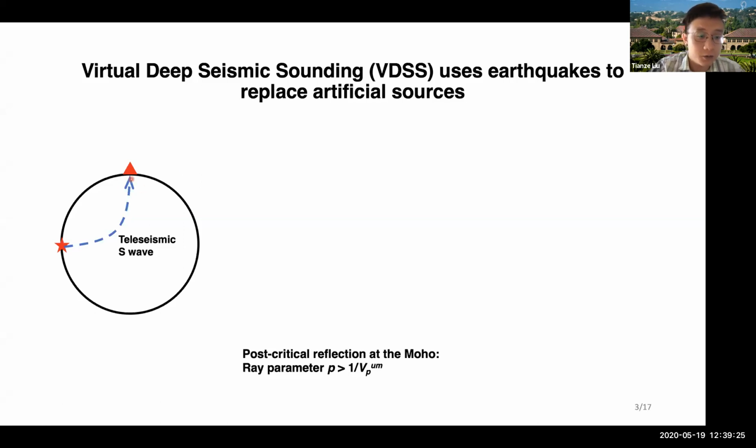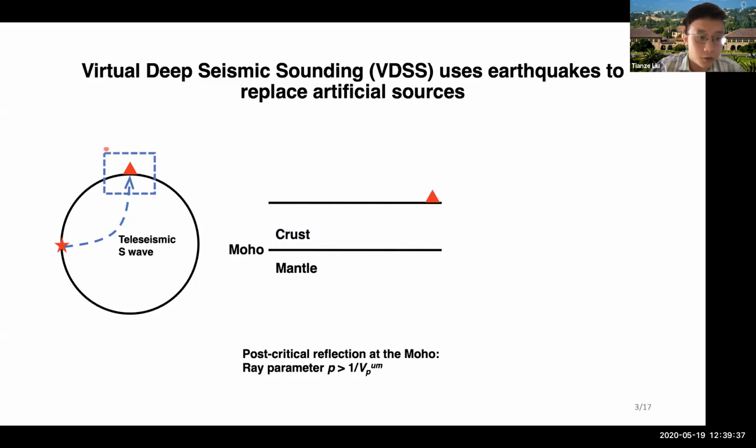And these waves, when impinging upon the station from below, will interact with the discontinuities beneath our station. So we'll zoom into the area beneath our station to take a closer look. Here shows the area around our station, and we have the crust and mantle and the interface, the Moho discontinuity, between them.